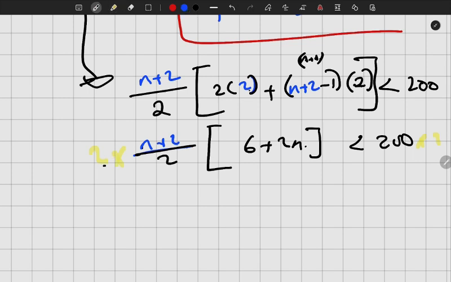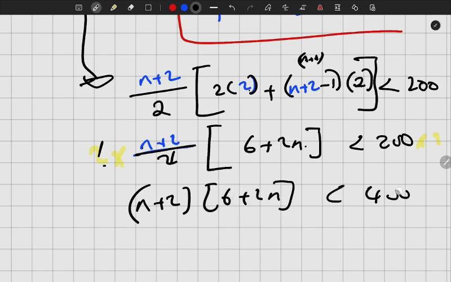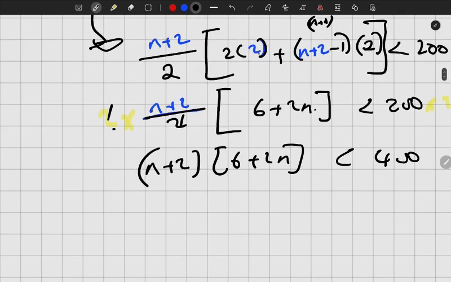Otherwise, if this was negative, we need to change the direction of our inequality sign, because if we multiply or divide by a negative number, we have to change the direction of our inequality sign. So in this case, we're going to cancel out. We'll be left with (n + 2)(6 + 2n) < 400. Then you just expand this and solve, and you're going to get two values.